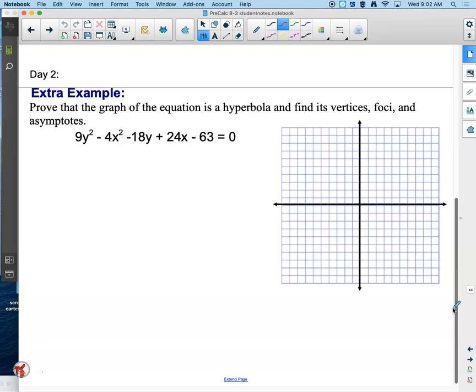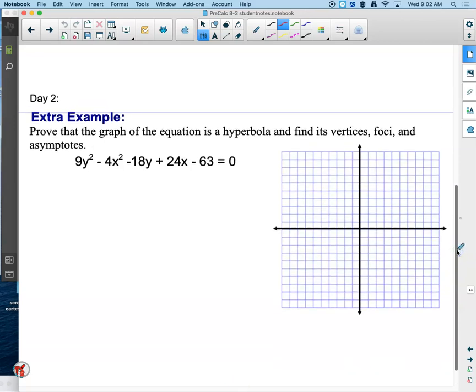So prove that the graph of the equation is a hyperbola, find its vertices, foci, and asymptotes. And as I take a look at this, I start to think, okay, well, it's got the x squared and the y squared, so I know it can't be a parabola. If it has a y squared and an x squared that are both positive, then it's an ellipse, but it doesn't. It does have subtraction there. And so that puts me into the, hey, now I need to think hyperbola. Seeing that the positive squared term is the y, that's going to come first.